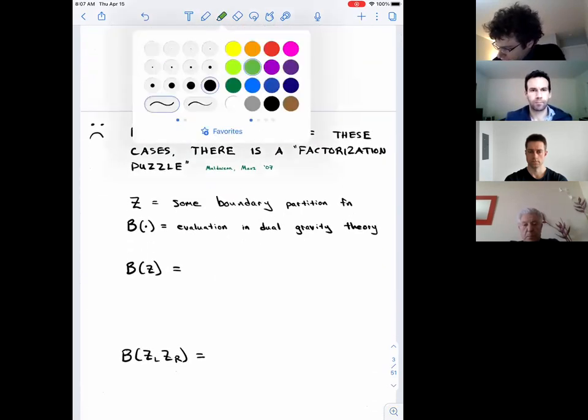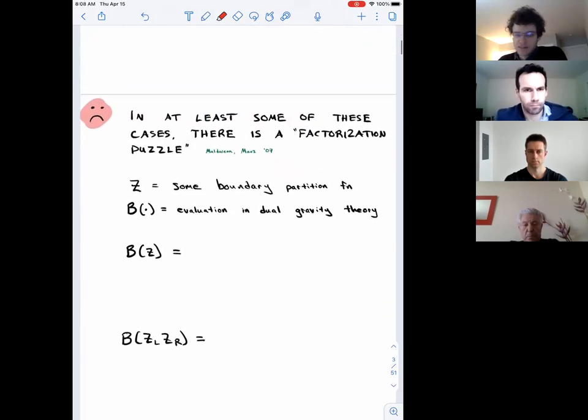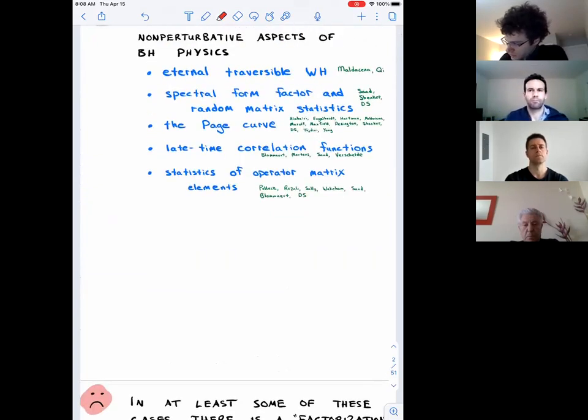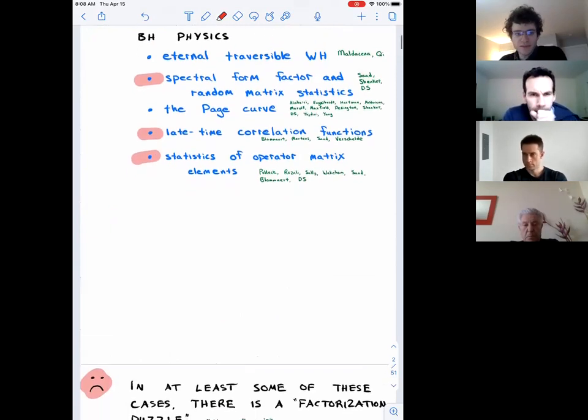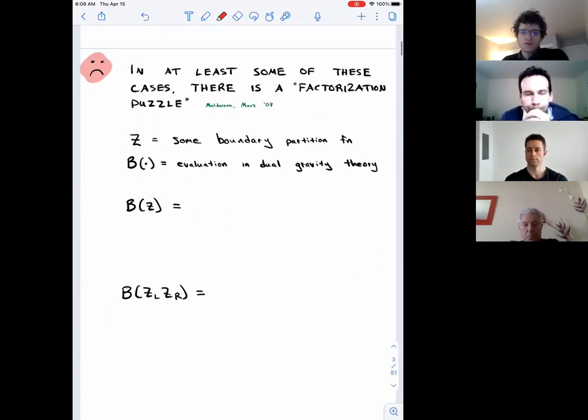The bad news is that in at least some of these cases that I just discussed, and let me highlight which ones: of these, it includes this case, and this case in the most direct way. In at least some of these cases, there's a problem or a puzzle called the factorization puzzle. This was first discussed most sharply in a paper by Maldacena and Maoz from 2004. Let me just tell you what this factorization puzzle is.